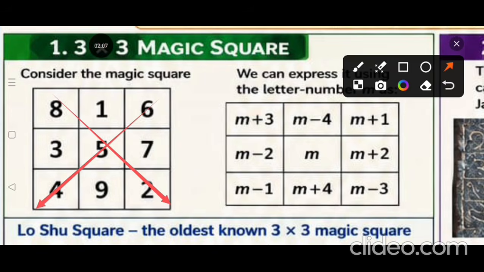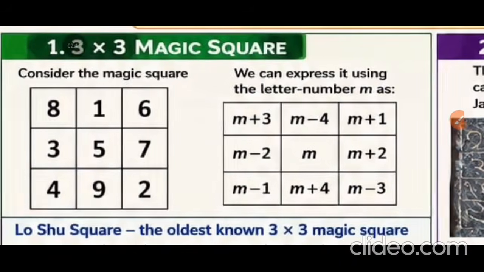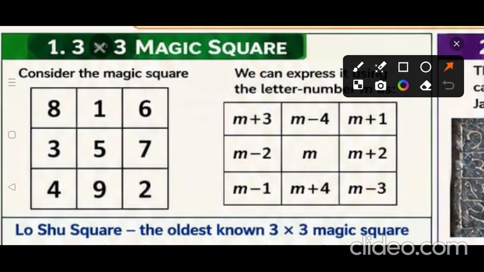So, do you know? We are getting the sum as 15 because the middle number here is 5. If the middle number is 5, we are getting 3 times this middle number as the magic sum. So magic sum means 3 multiplied by the middle number. So now let's learn how to create this magic square.